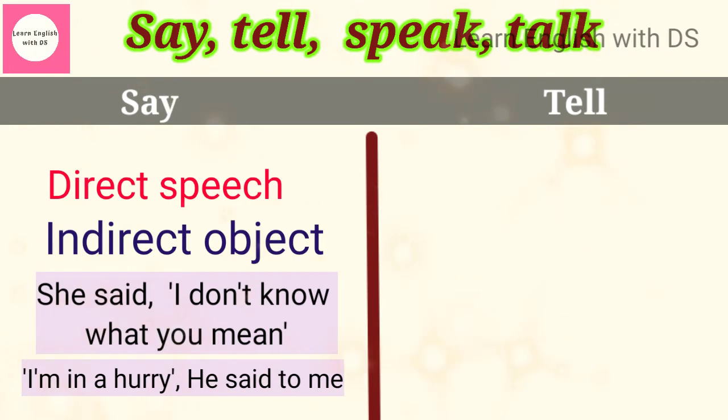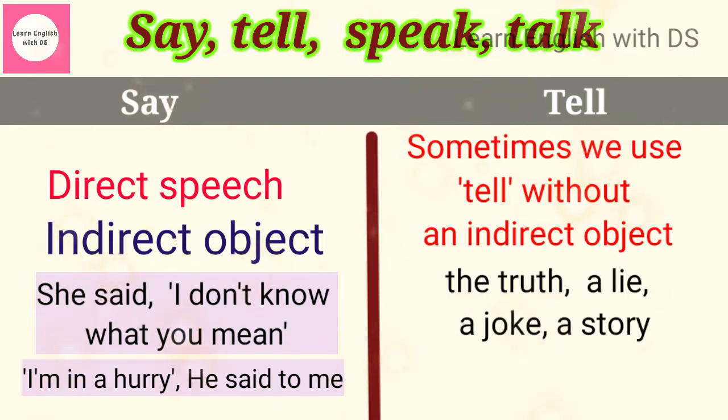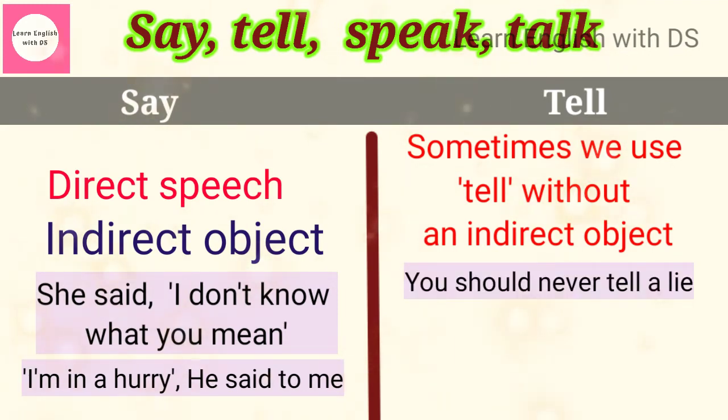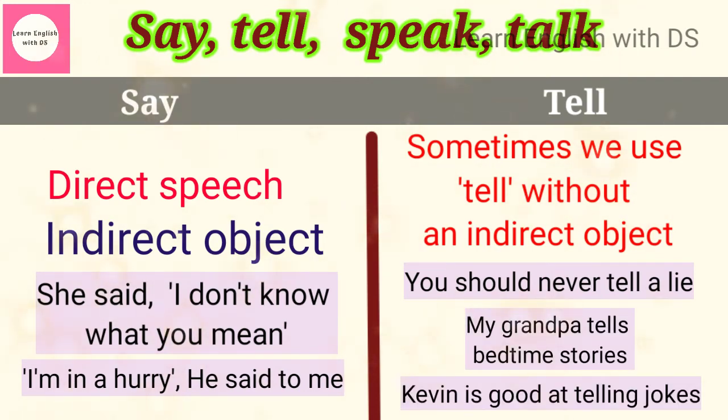Sometimes we use tell without an indirect object with words such as the truth, a lie, a joke, a story. For example, you should never tell a lie. My grandpa tells bedtime stories. Kevin is good at telling jokes.